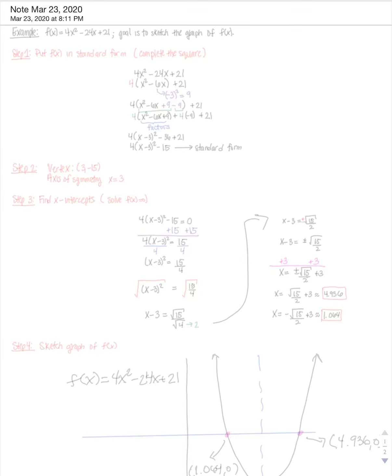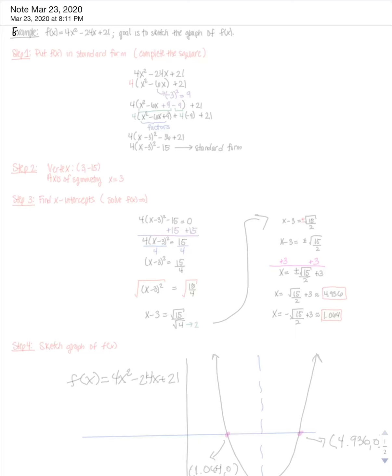In this example, we will illustrate how to sketch the graph of a quadratic function by doing a few steps. We're going to put it in standard form. We're going to find the vertex, the axis of symmetry, its x-intercepts, and then sketch the graph.